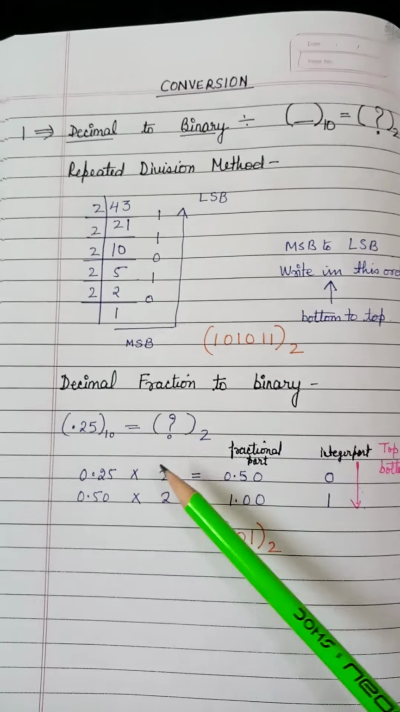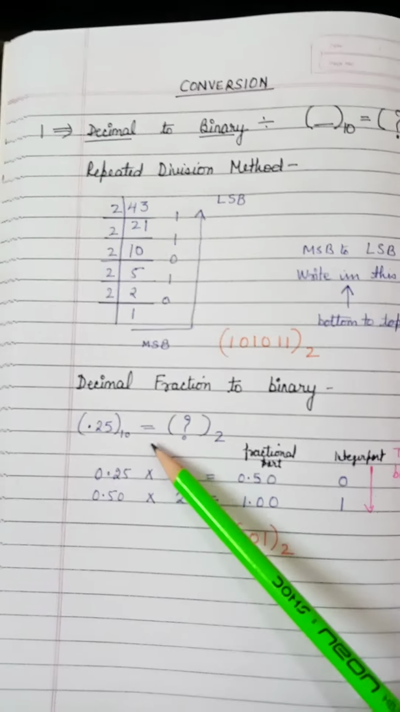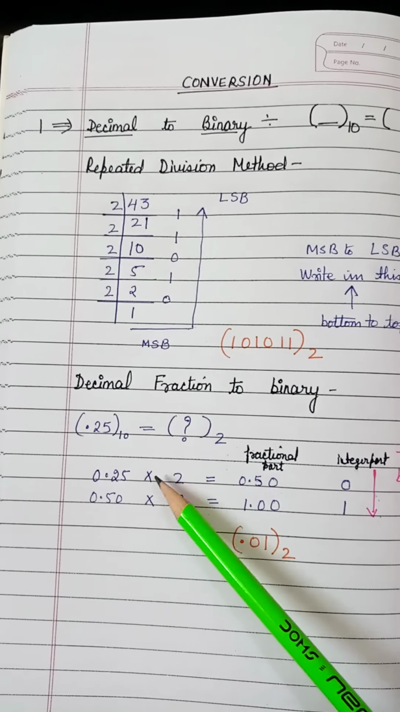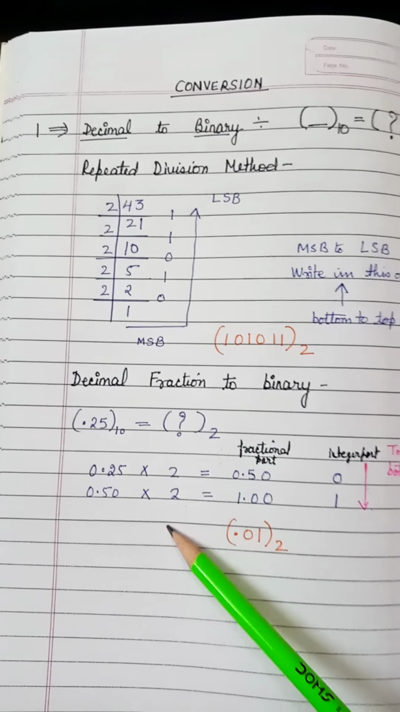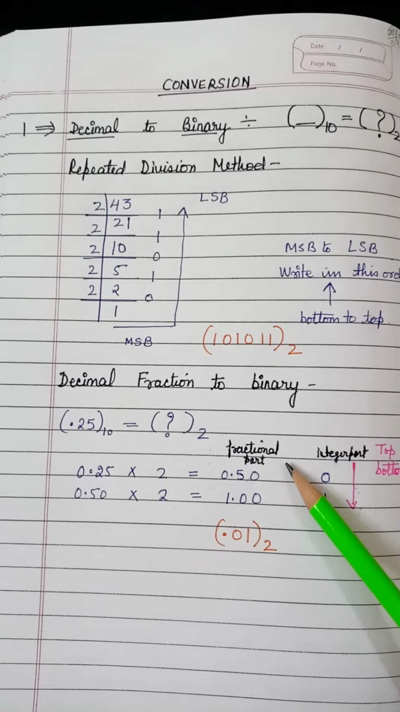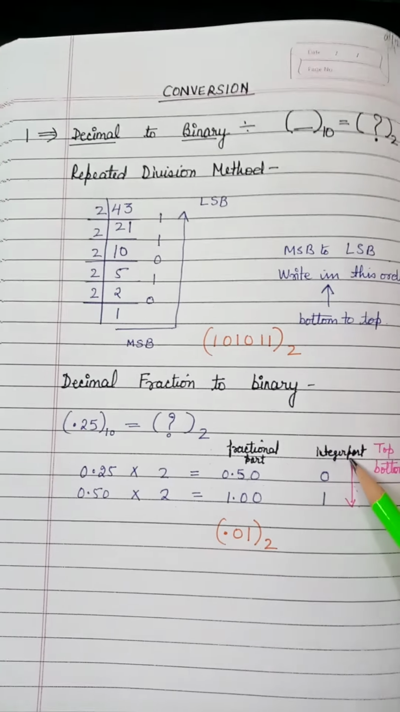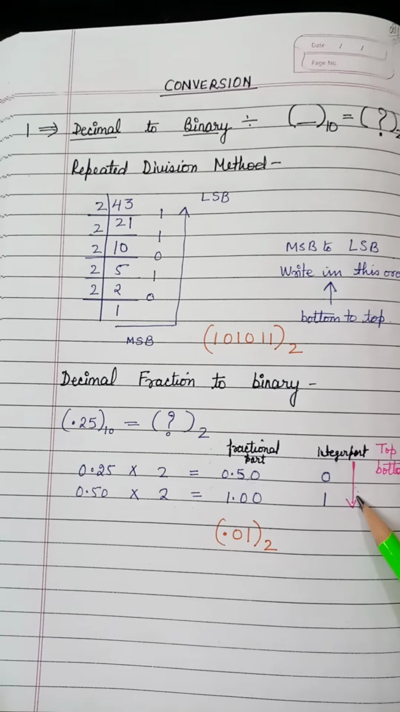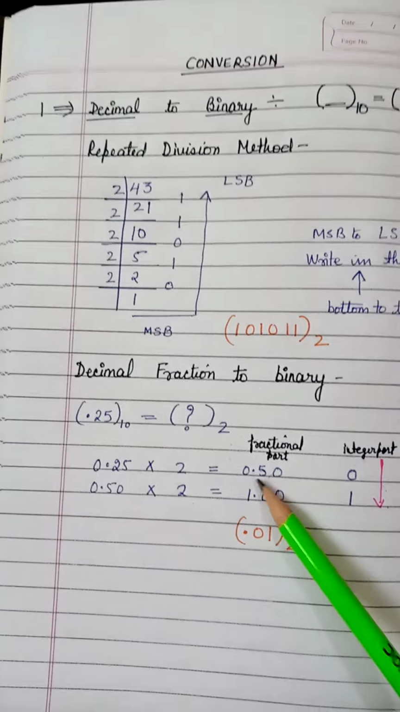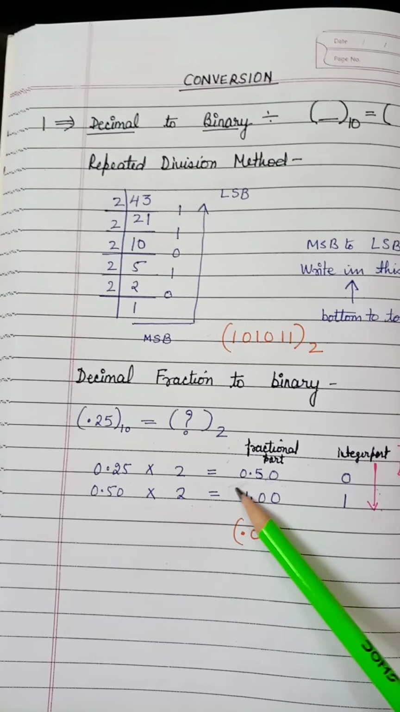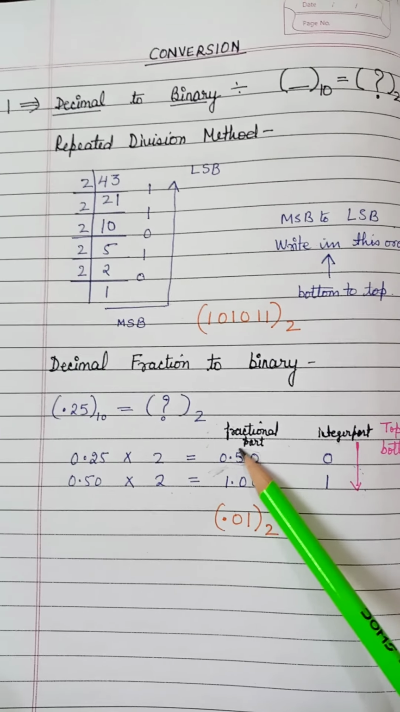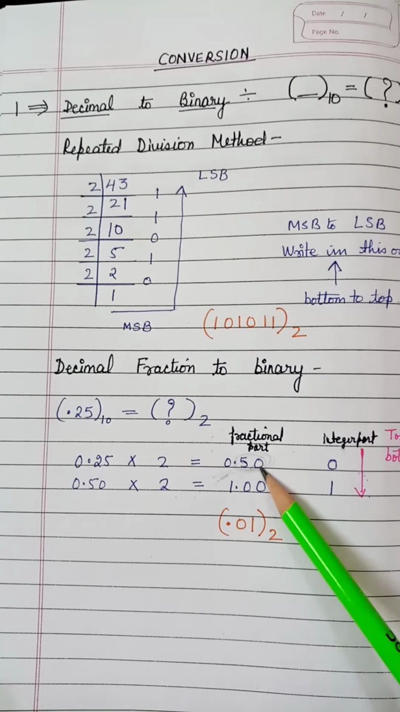Okay, suppose you have to convert decimal fraction 0.25 base 10 to base 2. Then you need to multiply the fractional part repeatedly by 2. Here you will be writing the answer. Fractional part you can write down separately and integer part you will write down separately over here. Okay, so 0.25 into 2 you will be getting 0.50. The integer part is 0. Write down 0 here.